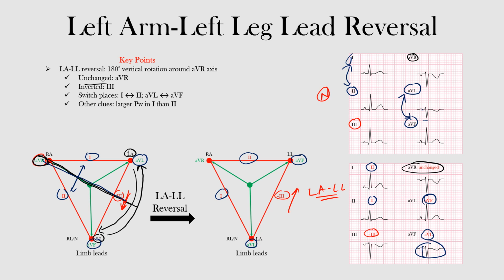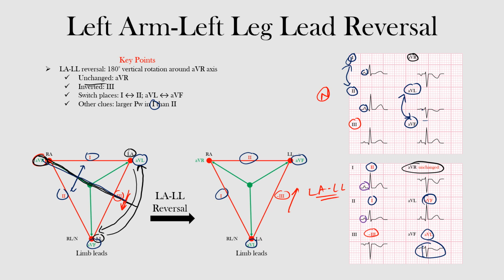Another thing that can point to this left arm, left leg reversal are P waves in lead 1 that are larger than P waves in lead 2. Usually it's the other way around. So having larger P waves in lead 1 compared to lead 2 can also point to this. So here's lead 1. These are the P waves here. Notice that normally lead 2 P waves are larger than those in lead 1. Although with this reversal, notice now lead 1 has a larger P wave compared to that in lead 2. So that's something else that can point you towards this left arm, left leg lead reversal.